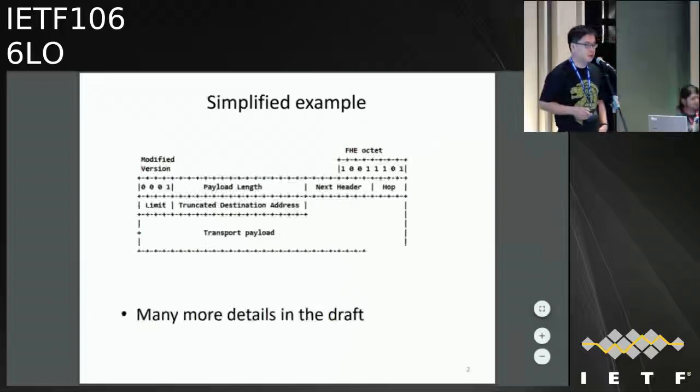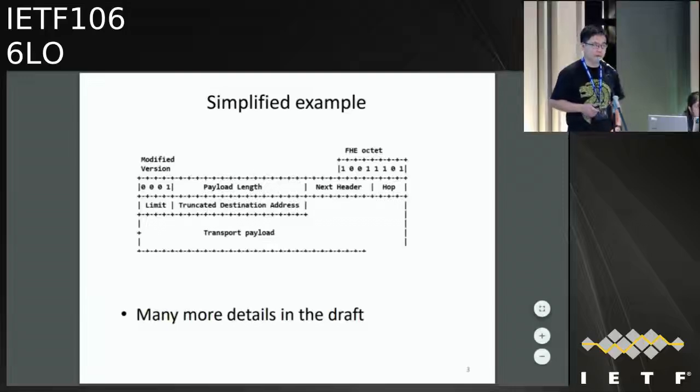This is a simple example. The first 12 bits are encoding bits, including the flexible header encoding octet and the modified version field. Then come the normal IPv6 fields, but part of them can be elided when needed. More details are in the draft, so you can read the draft and maybe have some comments or questions.